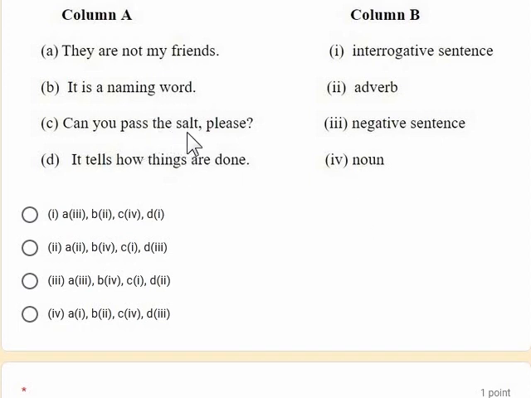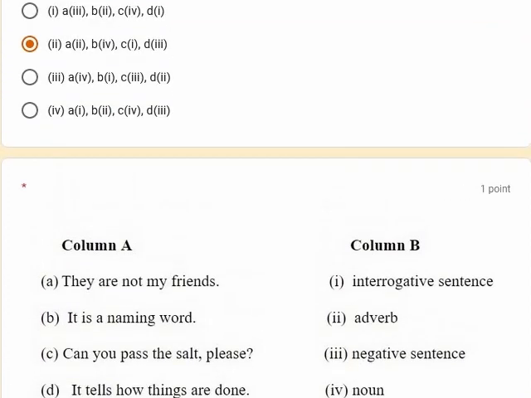Now, can you pause this, please? Here, as we can see, there is a question mark and we are asking a question. So what kind of sentence is it? It is an interrogative sentence. So C will be 1. And it tells how things are done. An adverb tells us how things are done, as in the example we have just seen above.